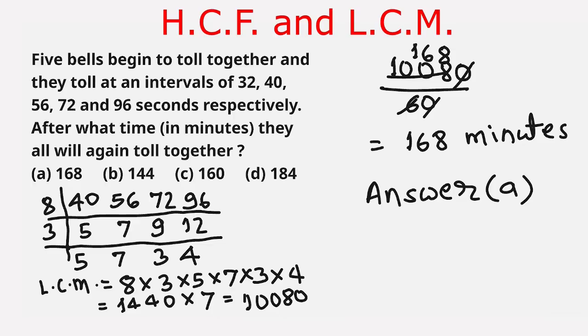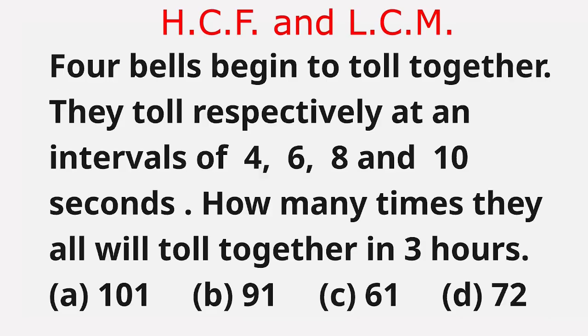I hope you have understood the method of solving such type of questions. We go to the next question. Our question is, 4 bells begin to toll together. They toll respectively at an interval of 4, 6, 8 and 10 seconds. How many times will they all toll together in 3 hours? The given options are option A 101, option B 91, option C 61, option D 72.